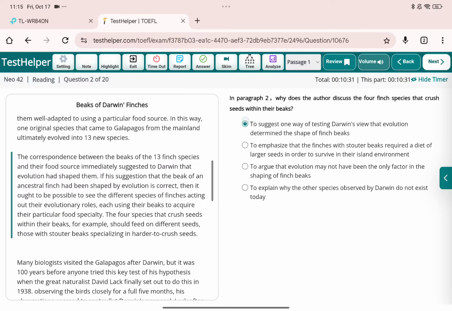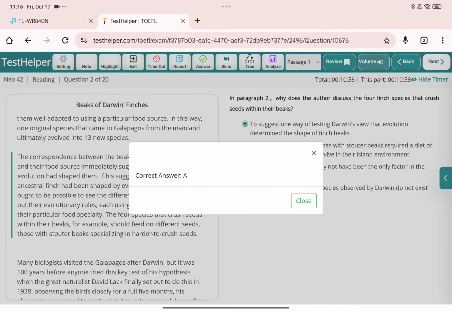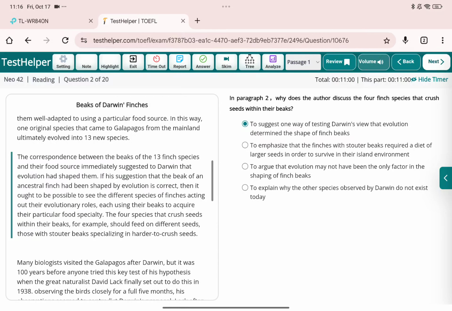So the only option here is option A, to suggest one way of testing Darwin's view that evolution determined the shape of finch beaks. That's the correct answer because the author uses these species to show a possible test of Darwin's idea. The author mentions the 4 finch species to show one possible way to test Darwin's idea about evolution and beak shape. That's why we go with option A. If we click on the answer key, it says that, yeah, that's the correct answer.